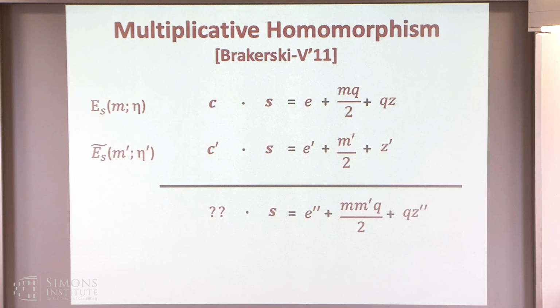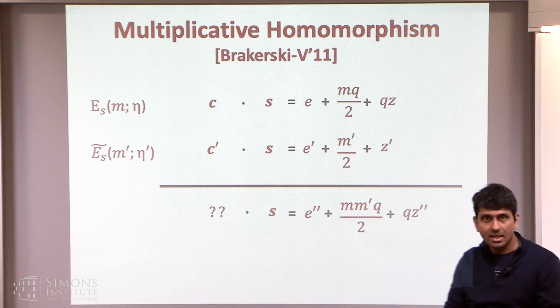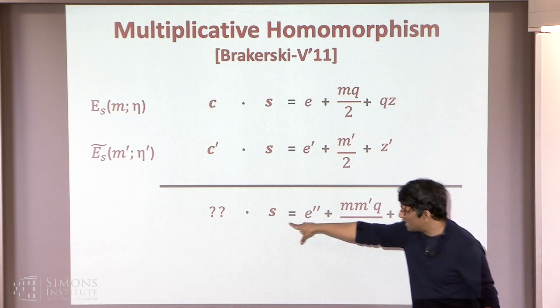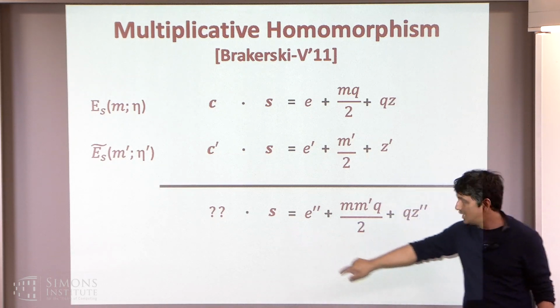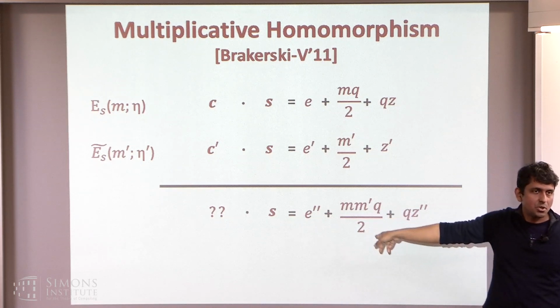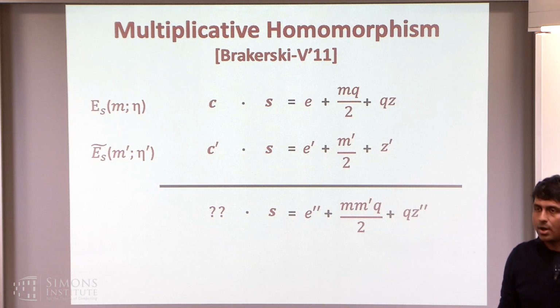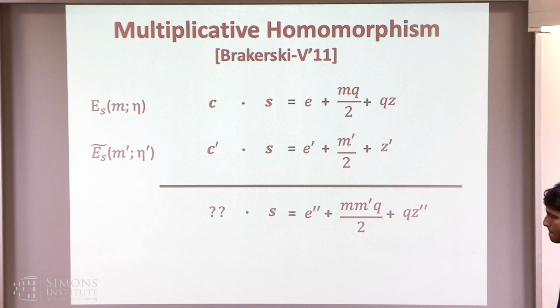All right, so what do I want to do? From C and C prime, I want to construct a ciphertext which decrypts, in an inner product with the secret key, to an error plus the product of the messages times Q over 2. In other words, I want to come up with a Regev encryption of the product of the two messages. Makes sense? This is the goal.